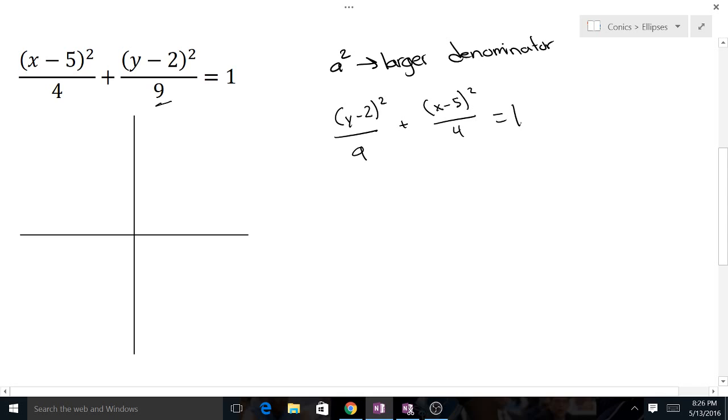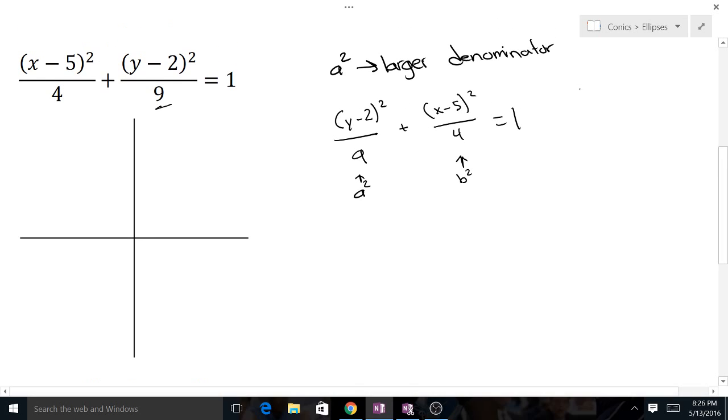The reason I would rewrite it is because then we have the a squared first and the b squared second, and that just makes more sense to me. That's just the way I would see it. So let's have that there, and then the next thing I would do is find the center. The center, as we know, is (h, k), and h is just whatever term goes with the x, so that's a 5 in this case. And the k term is just whatever goes with the y, so that's going to be 2. So we've got our center, (5, 2).